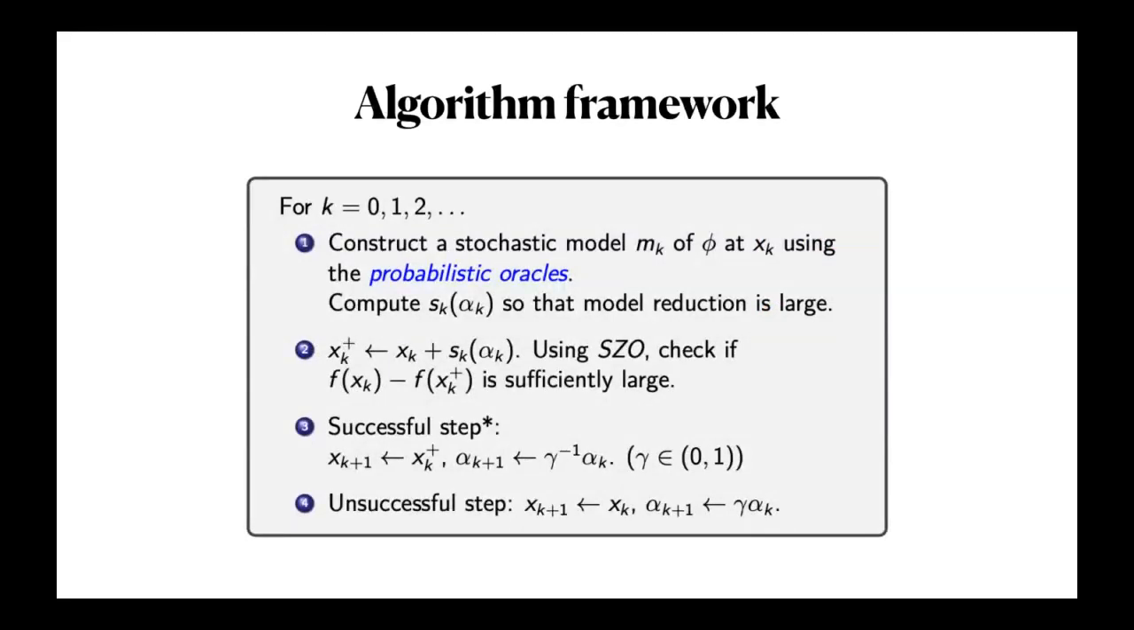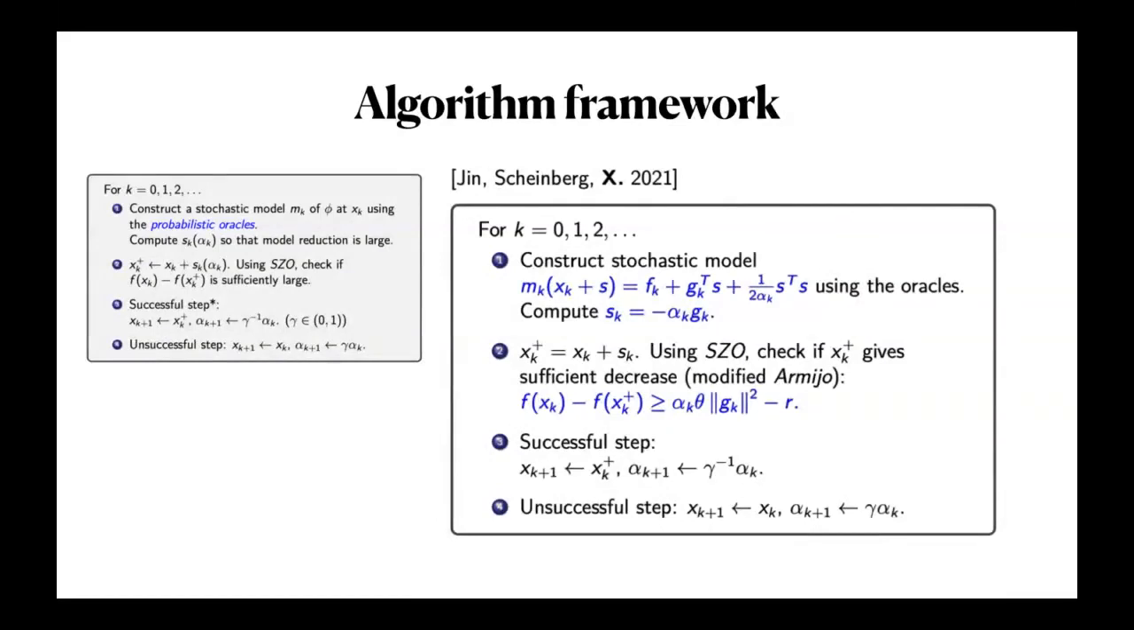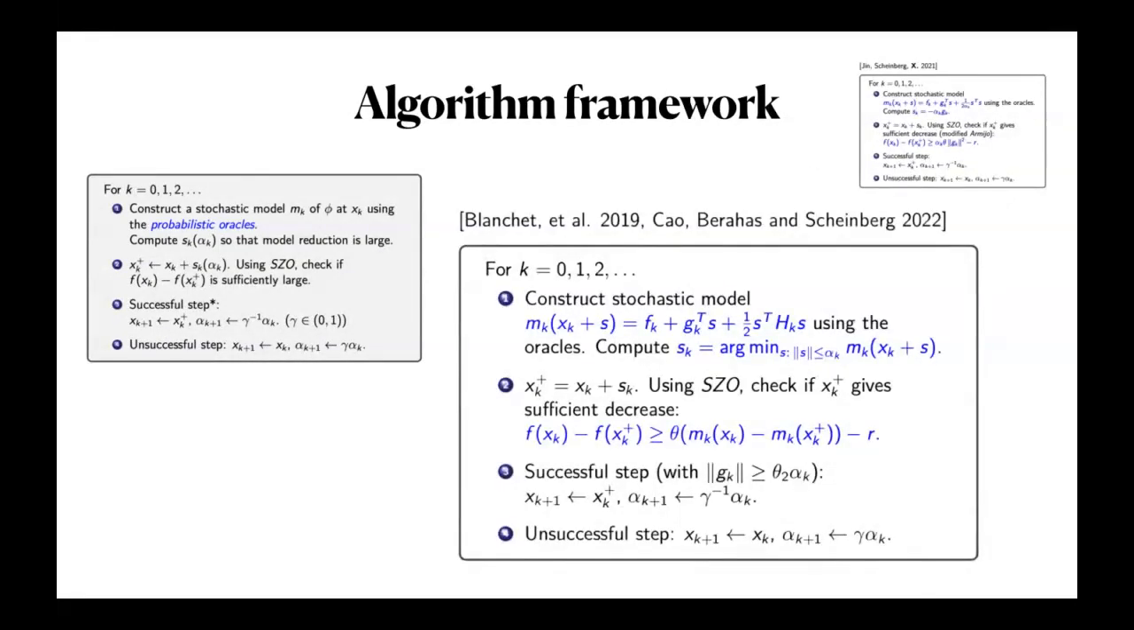And this framework is very general. It captures many interesting algorithms in the literature, for example the stochastic line search method and the stochastic trust region methods. What is different is how we construct the local stochastic model, and how we compute the step to take given this model. Another thing that could be different is how we check whether there is sufficient descent for the original function. So this framework gives us a way to capture all these different algorithms given these three different ways to choose them.